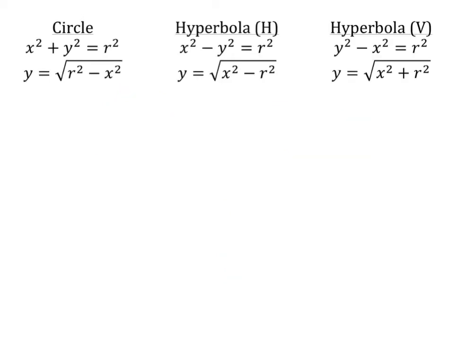So there's a lot of information here. You probably want to write these things down. When you have a circle that's x squared plus y squared equals r squared, if you solve for y, you get this thing. So what does that mean to us?